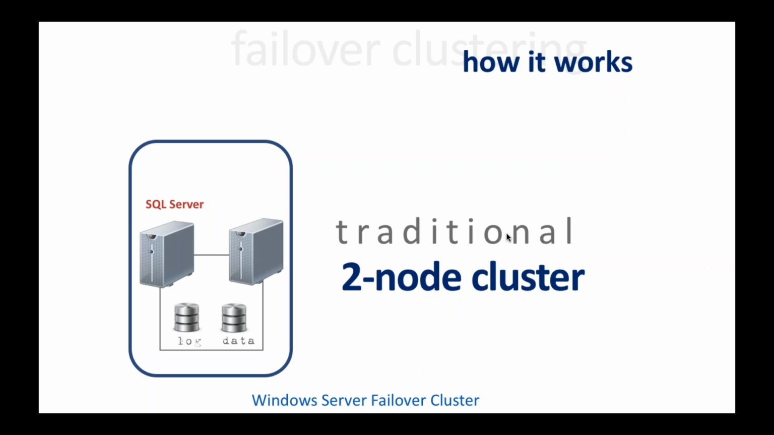Traditional 2-node SQL Servers: the server on the left is typically known as the active node, the server on the right is acting as the standby node, and you've got your shared storage. Let's emulate the traffic light analogy in order to understand how this works.